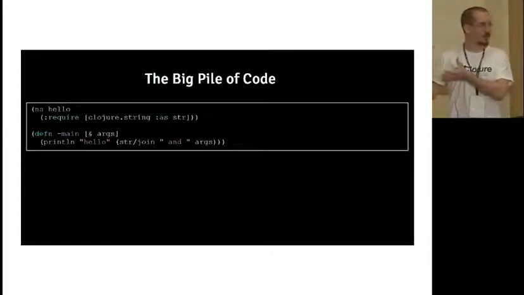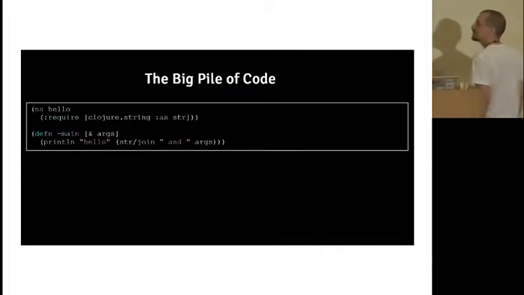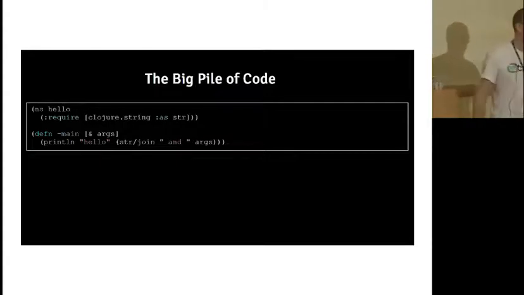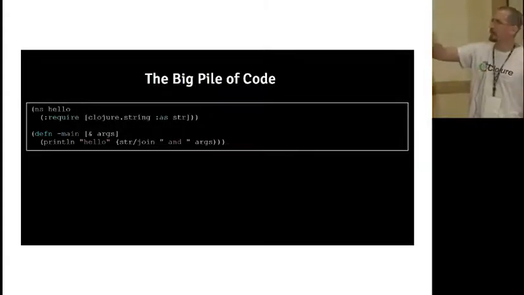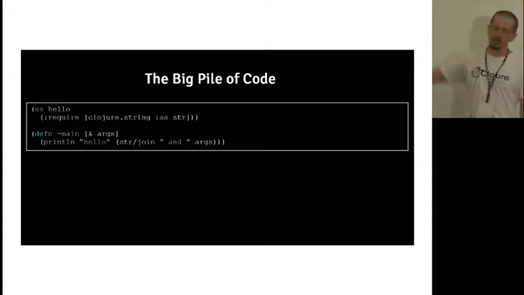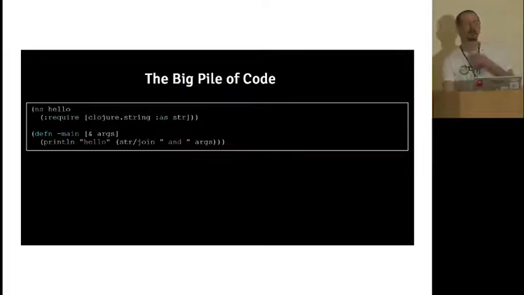Everybody knows that this is a piece of Clojure that you could run from the command line and say, hello, foo, bar, and it would print out hello, foo and bar. There's nothing mystical. You might not know this one. This is join. This is just a function in the Clojure string namespace that smashes strings together and puts another word in between them. No big deal. Not super important for our analysis.